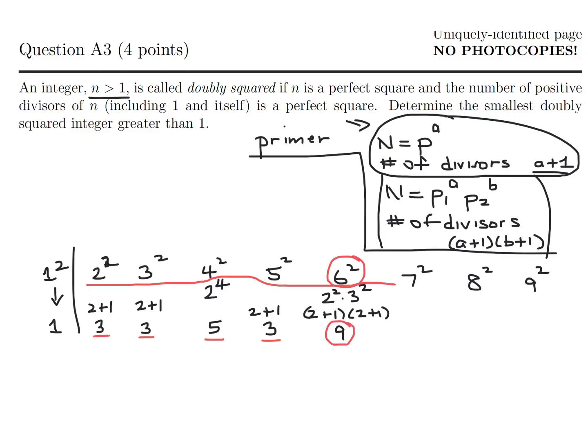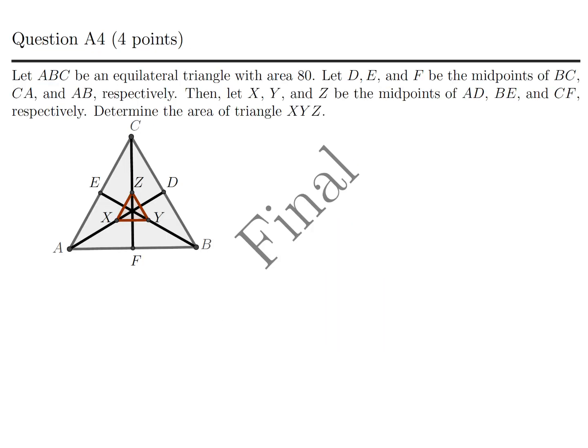For this number, which is 36, the number itself is a perfect square, right? It's 6 squared. And the number of divisors is 9, and 9 is a perfect square. So that's the smallest. And I'm sure if you continued this, there would be others, but they just want the smallest one.